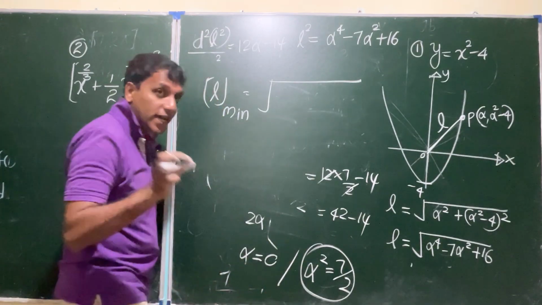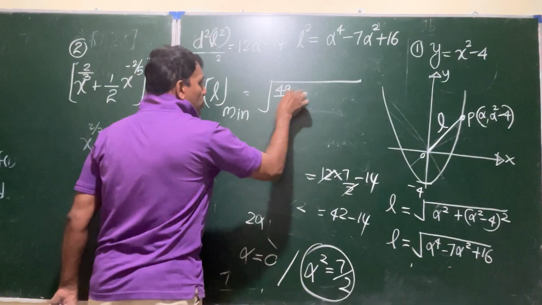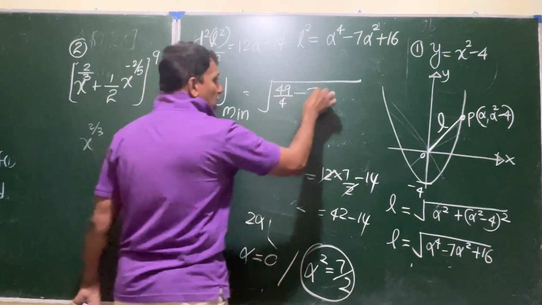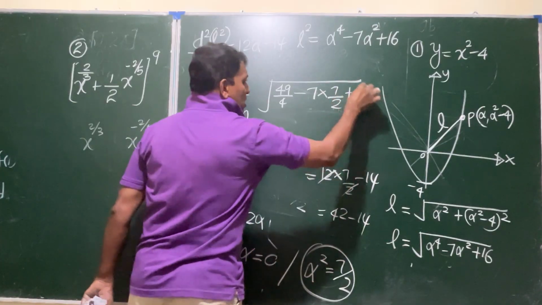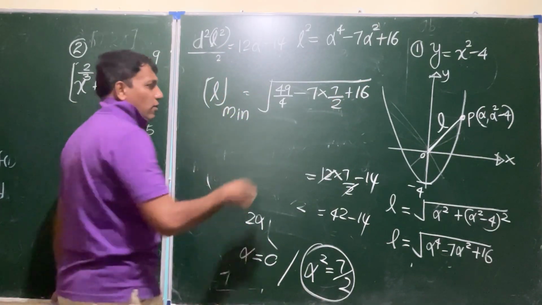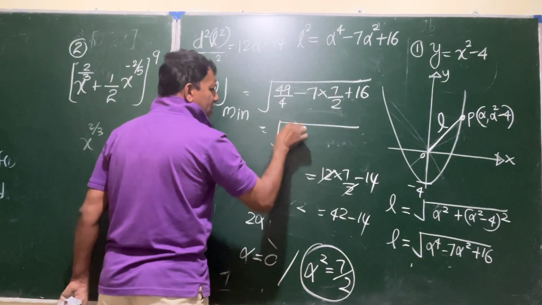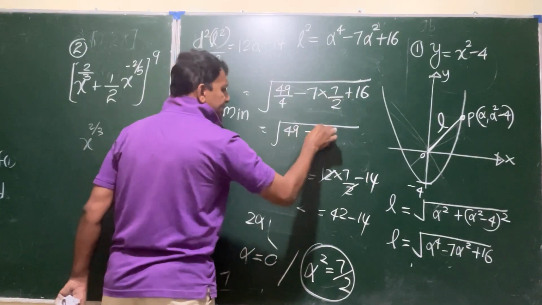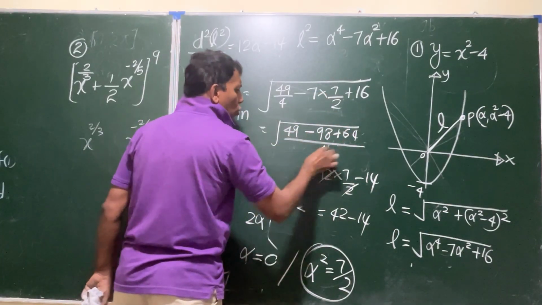You know alpha squared is 7 over 2 to the power 4, square root of 49 over 4. Minus 7 alpha squared, 7 over 2, plus 16. Now you can simplify and collect the answer, right? Square root, can I multiply by 4? LCM is 4, 49 minus 49, 98, and 64 over 4, right?